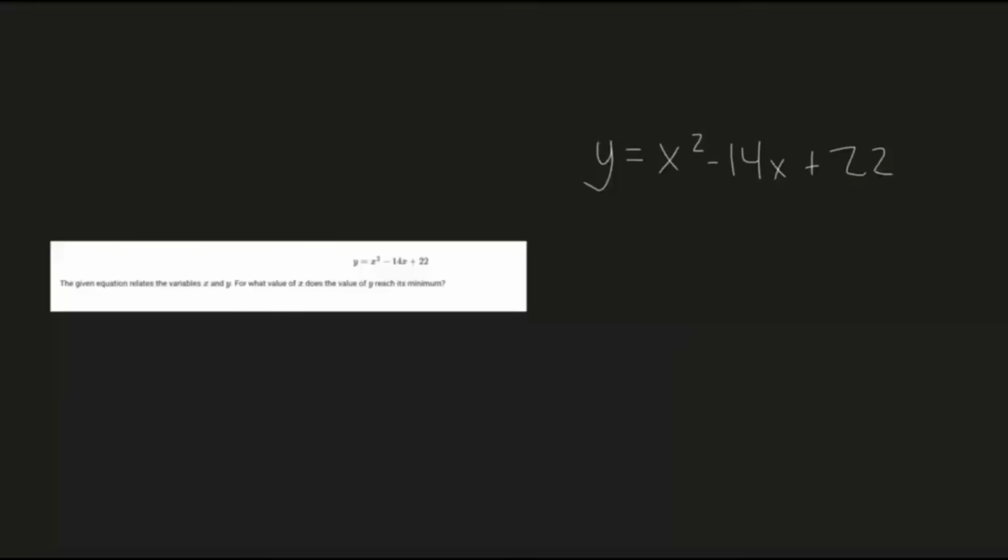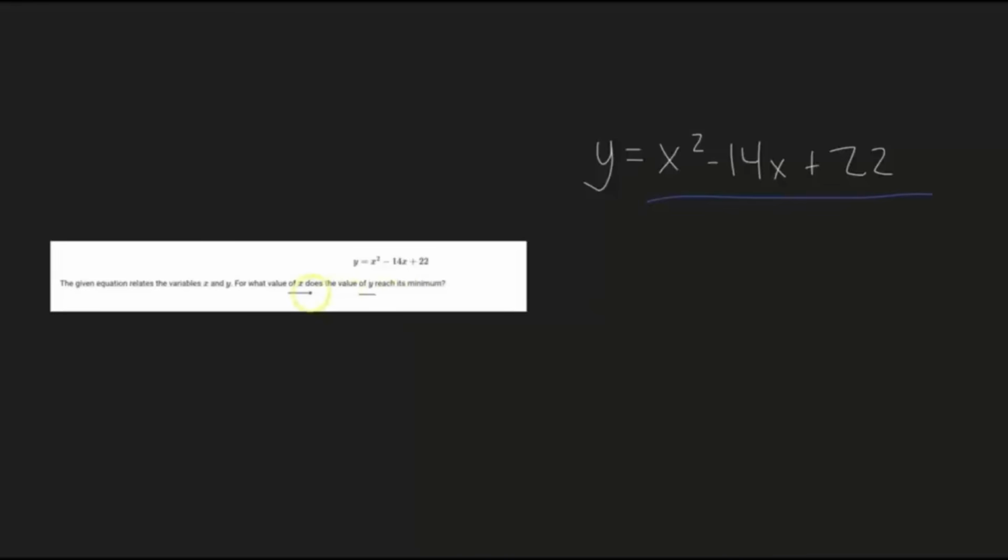The given equation relates the variables x and y. For what value of x does the value of y reach a minimum? So here, first off, this is a quadratic equation, and it wants us to find the value of x when y reaches its minimum. We can see that the coefficient in front of x squared is positive, and therefore it's going to open up that parabola. And so it makes sense that we're looking for the minimum, because the minimum here is going to be that vertex.